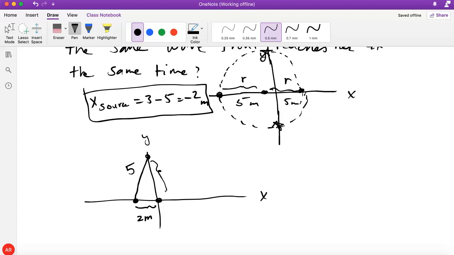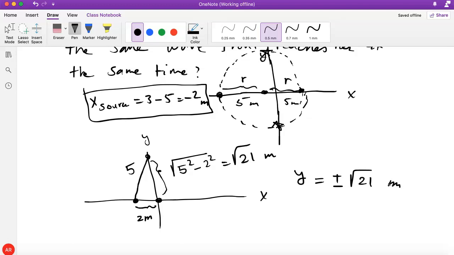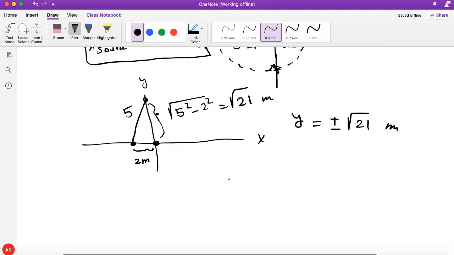So this length should be square root of 5 squared minus 2 squared, right? 5 squared minus 2 squared, that's square root of 25 minus 4, which is square root of 21 meters, whatever that is. So then the third listener can be at plus or minus, right? It can be on either side of the x-axis. Square root of 21 meters. You can put that into a calculator. It's 4 point something. All right.